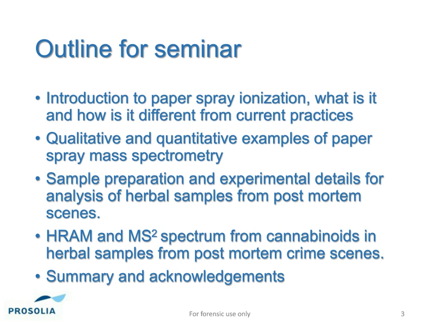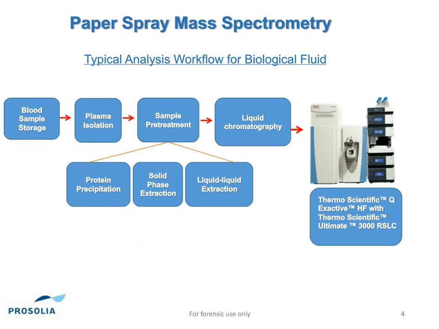So let's get started. For those of you who are not familiar with paper spray, most of you are familiar with a traditional analysis of biological fluids. We take blood, for example. We'll have the blood sample. We'll isolate plasma from that. There'll be some type of sample pretreatment, which could be protein precipitation, a solid phase extraction, or maybe even a liquid-liquid extraction, and then a traditional LC-MS analysis to get our results.